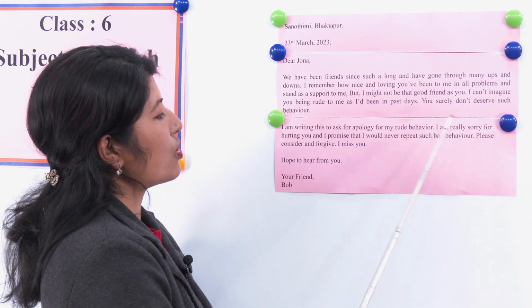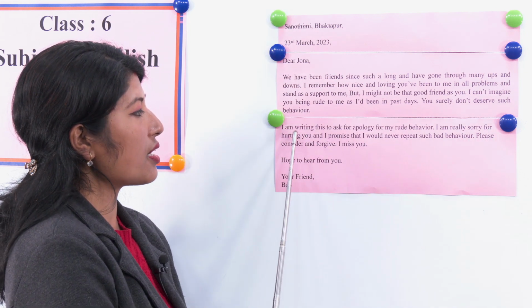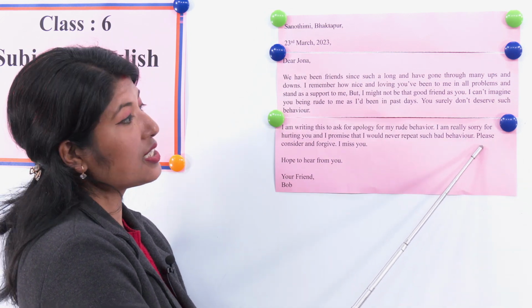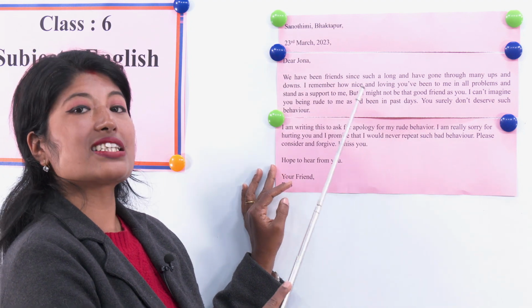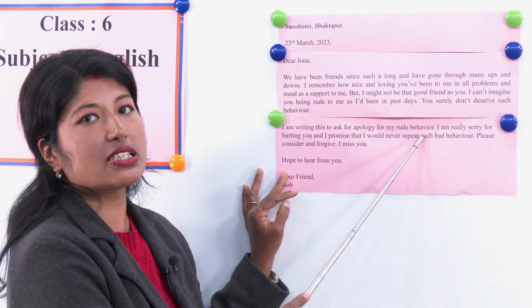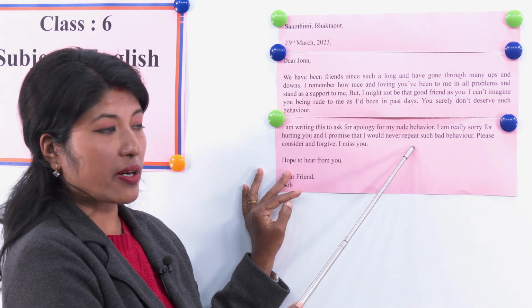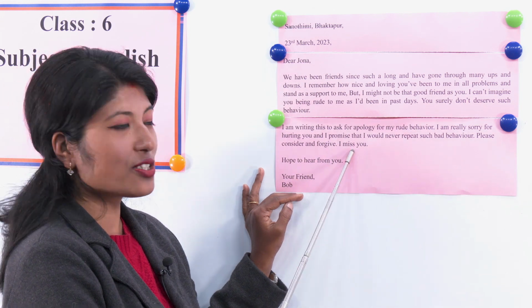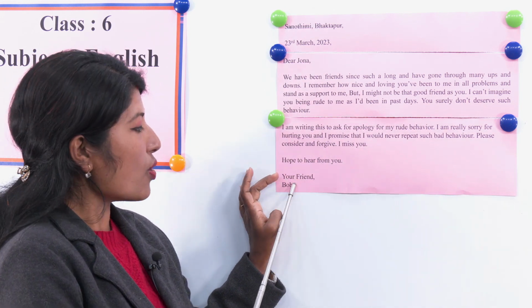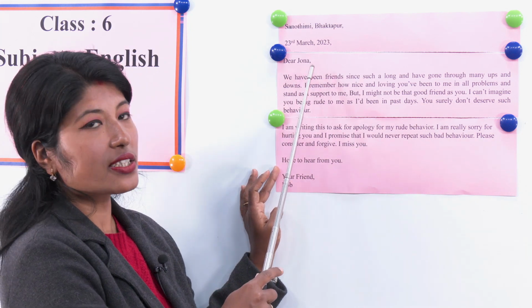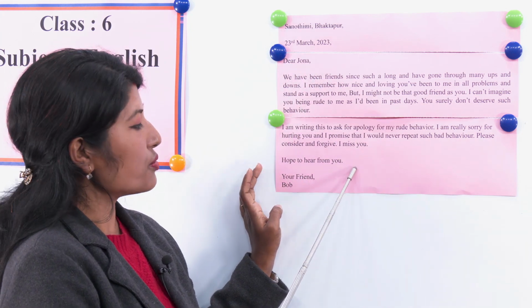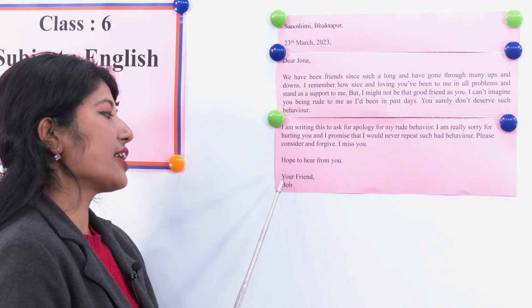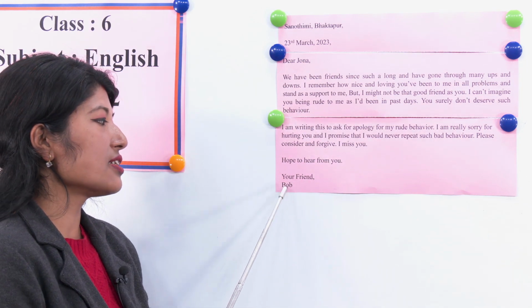I am really sorry for hurting you and I promise that I would never repeat such bad behavior. See, so writing an apology or asking for sorry means you will not repeat it in the future. You have to be sure about that. Please consider and forgive me. I miss you. Who misses whom? Bob missed Jonah. Right? Okay. Hope to hear from you, your friend Bob. Okay, this is the ending, right? Closing. Your friend Bob. In this way, we mention the closing.